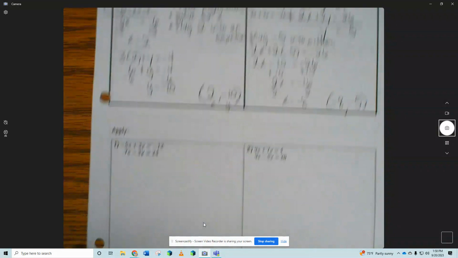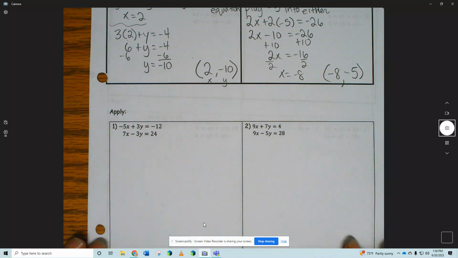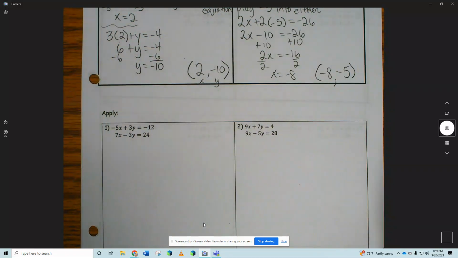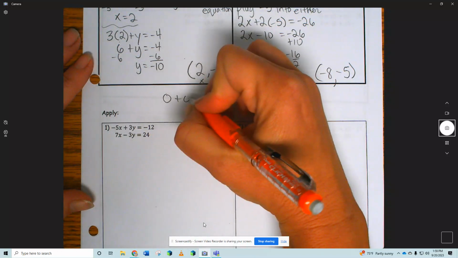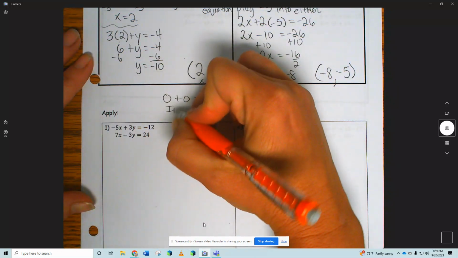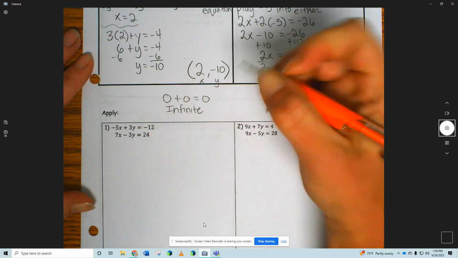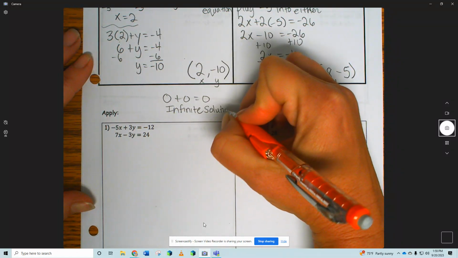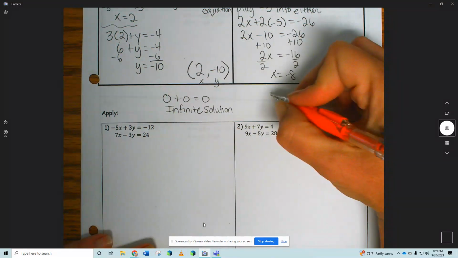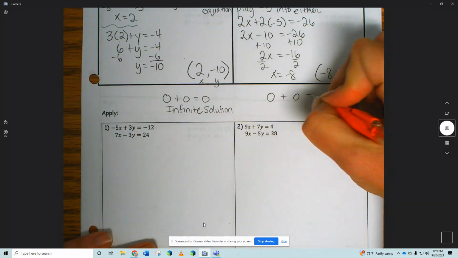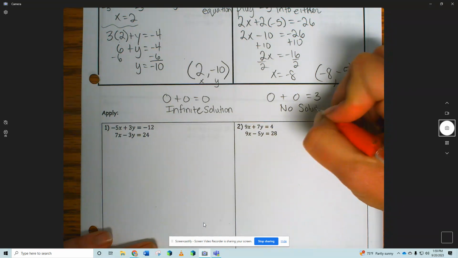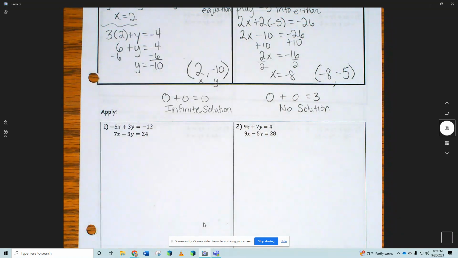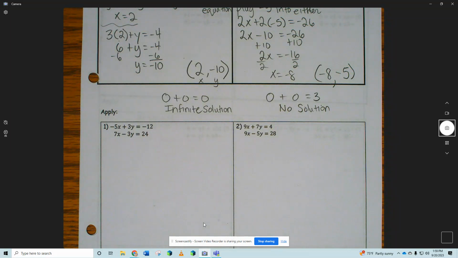Okay. Now, something I want to talk to you about. If I had an answer that was like 0 plus 0 equals 0, this would be infinite solutions, if everything cancels out, or if the equations are exactly the same. If the x and the y canceled out, but there was still like a number, this would be called no solution. Some of your answers here are going to be infinite solutions, and some of your answers are going to be no solution. And I just want you to know the difference.